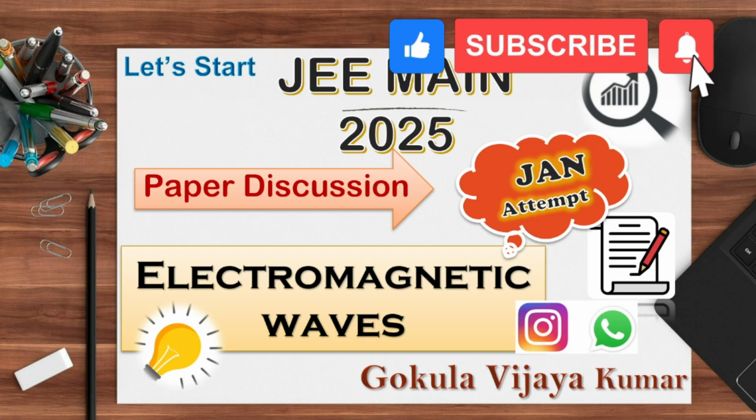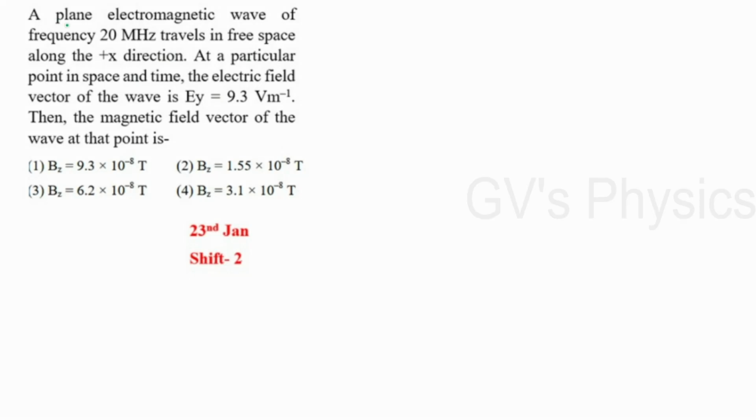Now we'll see the questions. We'll see the first question. A plane electromagnetic wave of frequency 20 MHz traveling in free space along the positive x direction. At a particular point in space and time, the electric field vector of the wave, Ey, is equal to 9.3 volt per meter. Then the magnetic field vector of the wave at that point is?